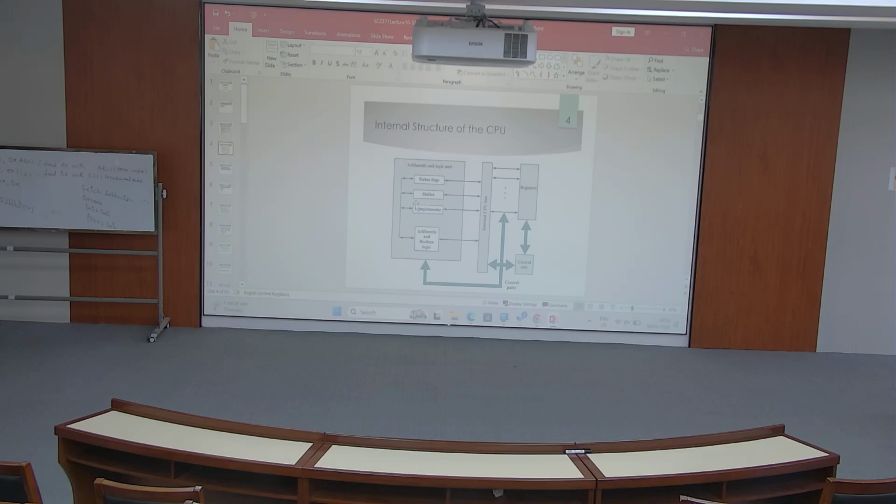Hope everybody is back from break. We're going to resume class. Before break, we were talking about the internal structure of the central processing unit.